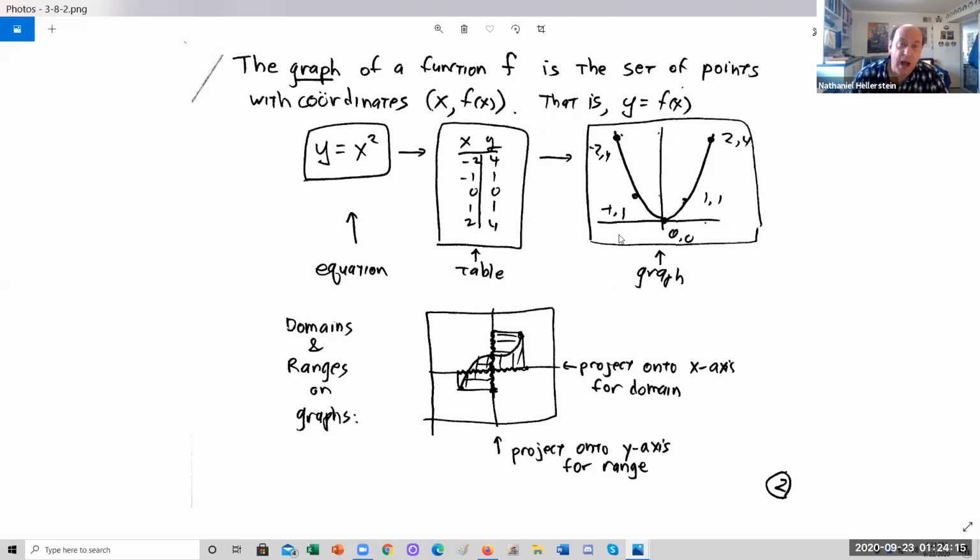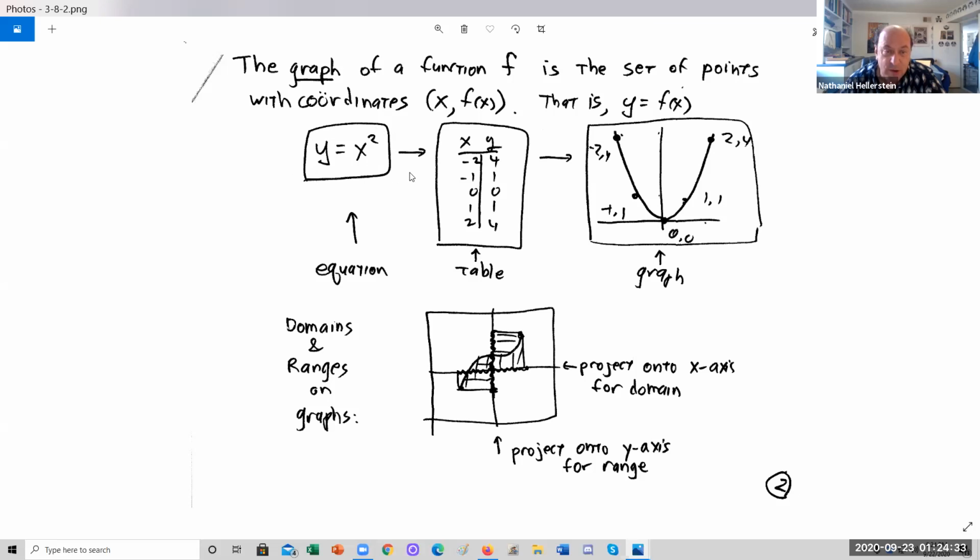Now we call the graph of a function the set of points with the coordinates x by f of x. So the y value, x by y, is equal to f of x. For example, here's an equation, y equals x squared. So that'll be the graph of the squaring function.